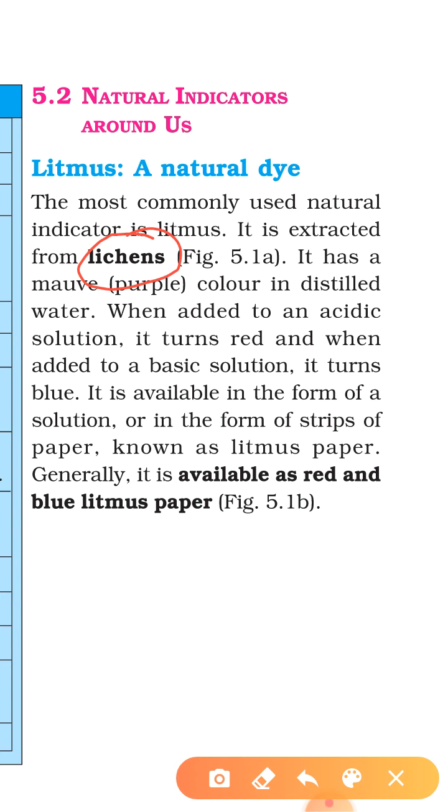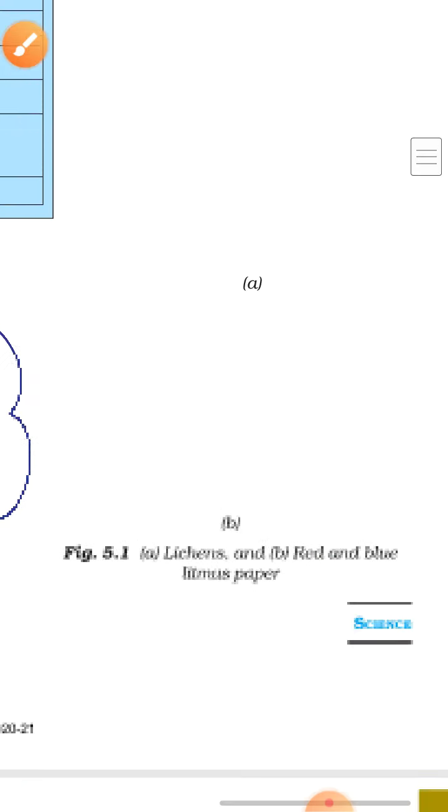This I already explained. The litmus is available in two types, red and blue. When blue litmus changes into red, this is acid. In acid, it changes from blue to red. In bases, it changes from red to blue.